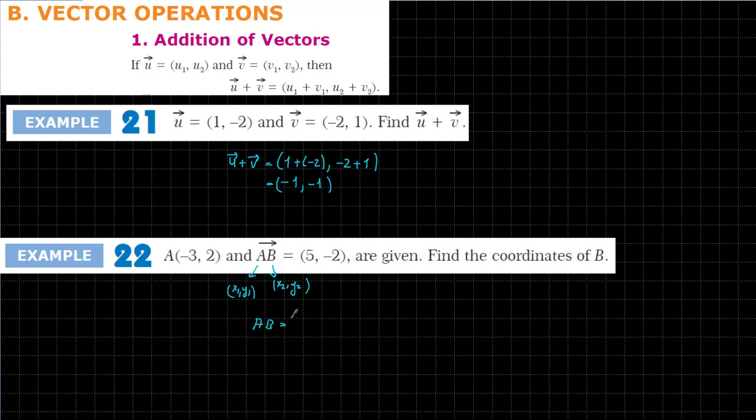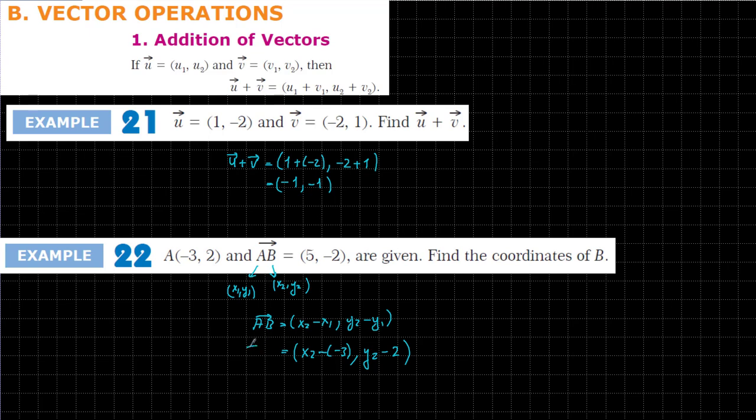The vector AB is equal to (x2 minus x1, y2 minus y1). We know y1 and x1 but not x2 and y2. So x2, with x1 equal to minus 3, and y2 we don't know, with y1 equal to 2. So y2 minus 2.